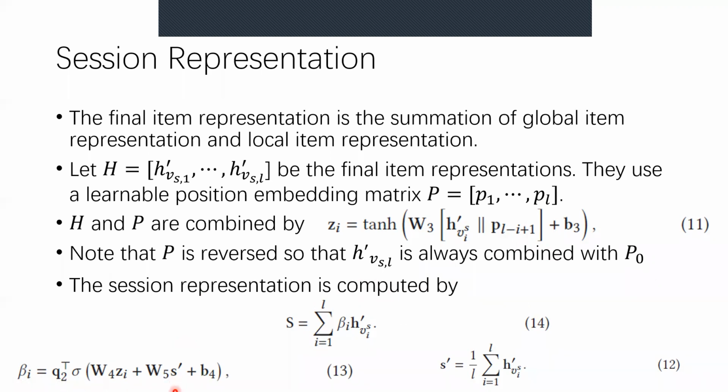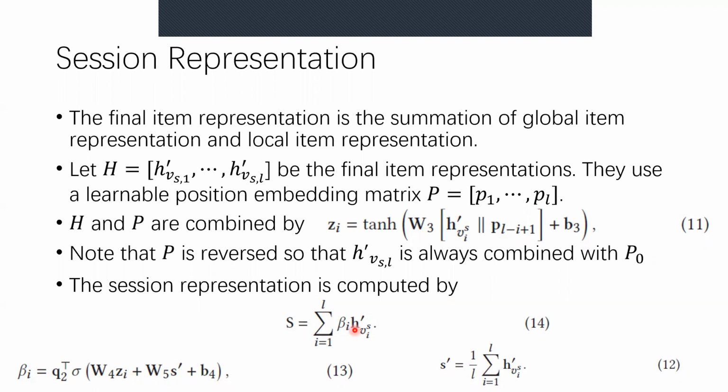And again, here it has an S prime. It's basically the mean of all the final item representations. So it has the S prime as a coarse representation, and uses this coarse representation to get the attention score for each item, and then just does the weighted sum.